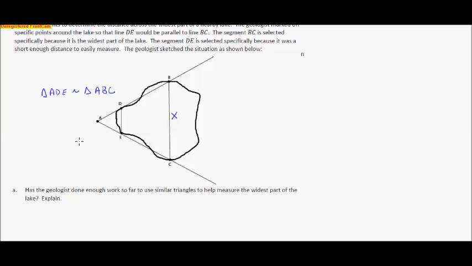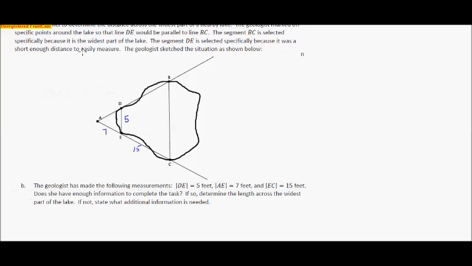Now we're going to switch over to part B, and I'm going to label what part B tells me. So I went ahead and labeled the information that I have, and they want to know, does she have enough information to complete the task? This one is a little hard to see if you're not sure. I'm going to put my X there, but once I explain it, I think it's pretty obvious. We need some corresponding sides, and we need corresponding sides for this small triangle, which is similar to this large triangle. We said that before, okay?